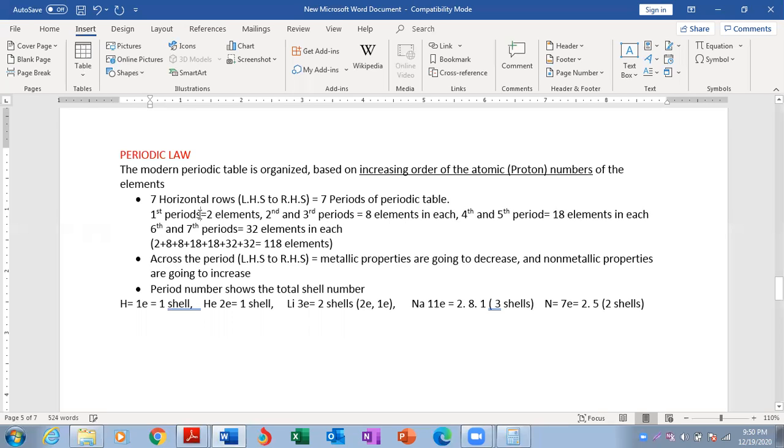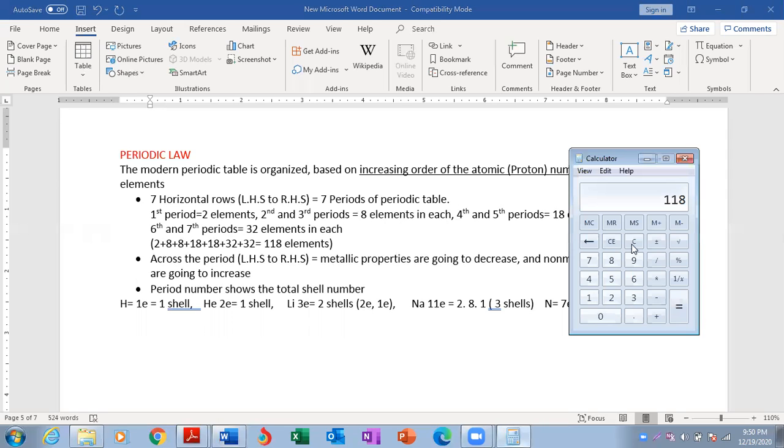All of the periods have been filled, and just doing the calculation: 2 plus 8 is 10, 10 plus 8 is 18, 18 multiplied by 3, plus 64. Okay, again we are doing that. We have three values, that is 18 multiplied by 3, plus 64. So we have 118 elements.